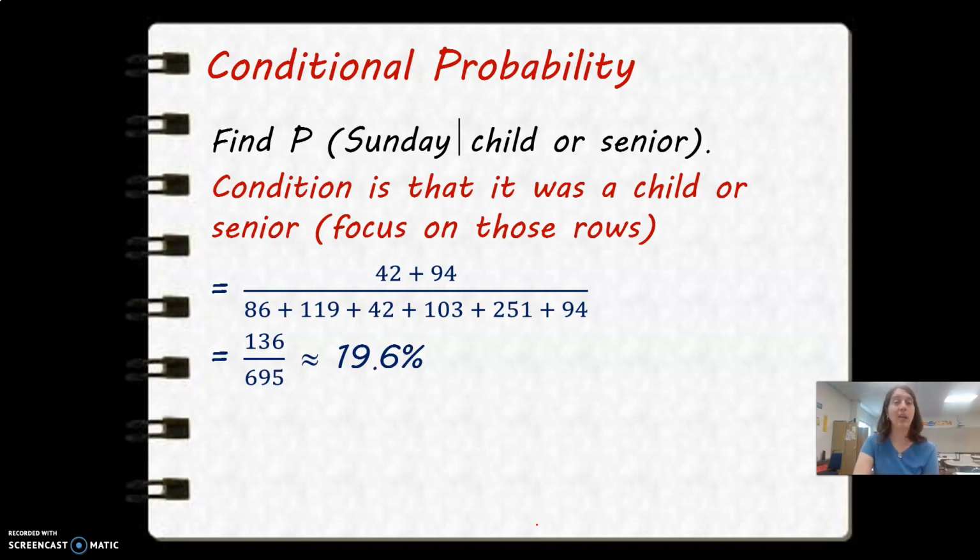So when you have one of these questions that has that slash, that's the condition that you're looking at in the problem. The numerator involves both pieces: the Sunday and it's a child, the Sunday and it's a senior. That's what went into the numerator. The denominator just comes from the second part of the question after that slash mark. So all of the children, regardless of the day, all of the seniors, regardless of the day.